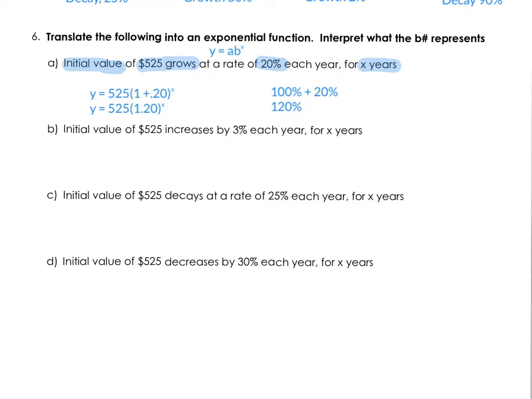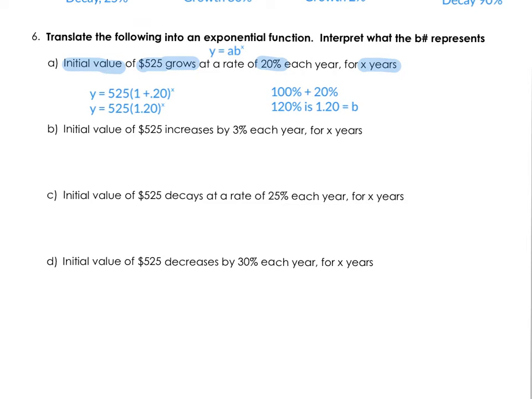100% changed to a decimal. 1 plus 20% as a decimal is 0.20. So this is the equivalent of what I wrote as a percent over here. Then I would need to take this 120% and convert it to a decimal to put it into my equation. So 1.20 is equivalent to 120%. So either way is fine. This is how we find the B value.